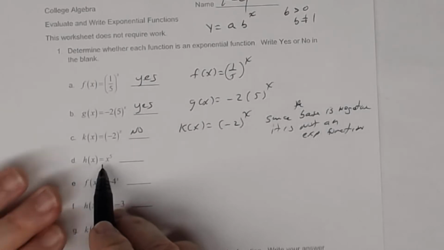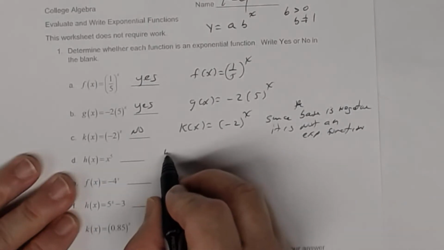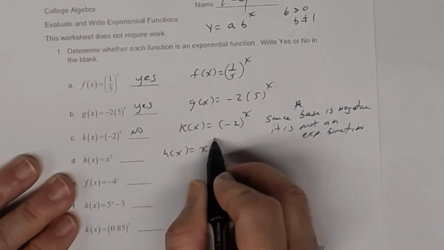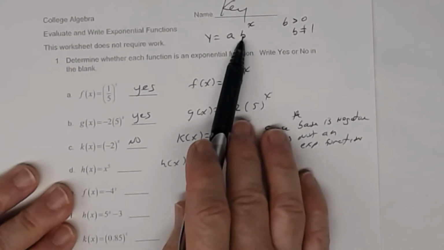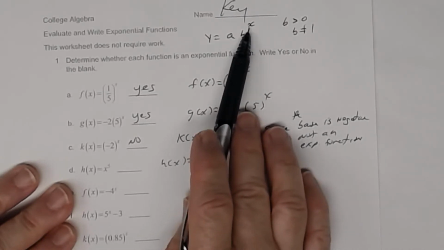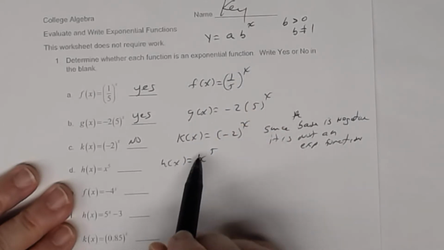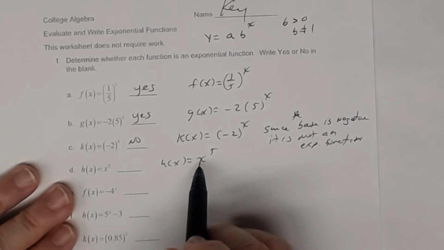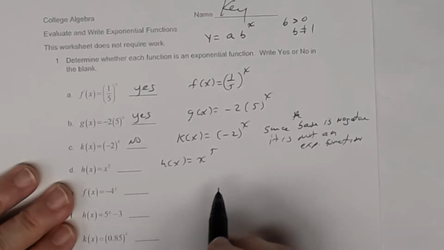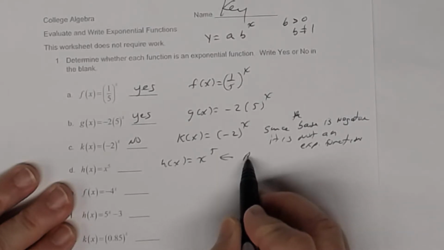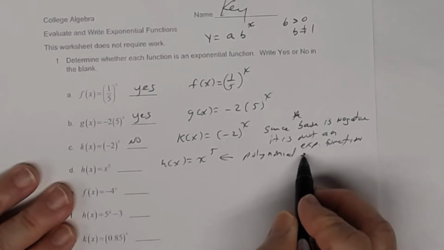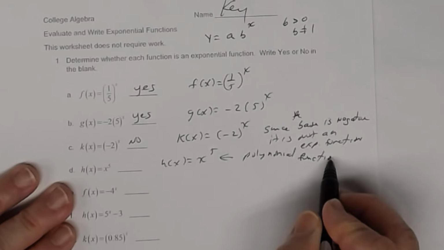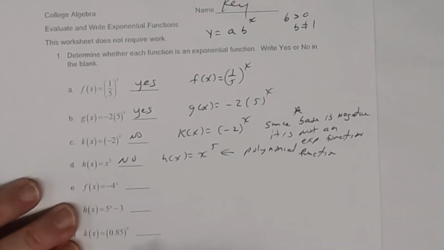All right, letter D, you have h of x equals x to the 5th power. Well, remember, your base must be a real number. Your exponent must contain the variable. It's just the other way around here, right? Your base is a variable expression. Your exponent's a real number. In fact, this is a polynomial function. And so this is not an exponential function. So the answer is no there.